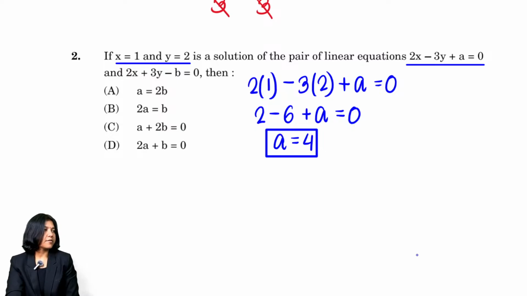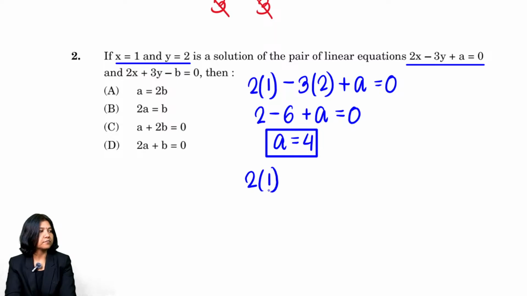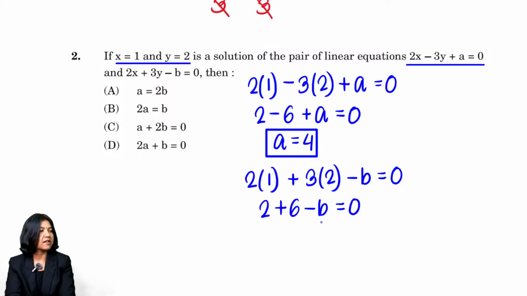And now, likewise, I'll plug in the value of x as 1 and y as 2 into the next equation. So I'll do 2 times 1 plus 3 times 2 minus b should be equal to 0. 2 times 1 is 2 plus 6 minus b. Note that b is negative, so I can send that b to the other side to make it positive, right? So that clearly gives me b equals 8.